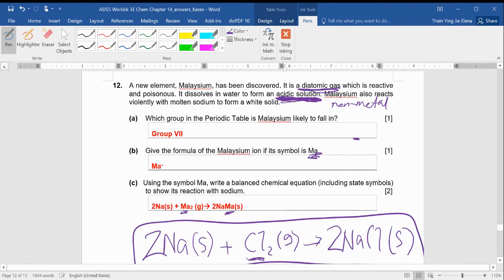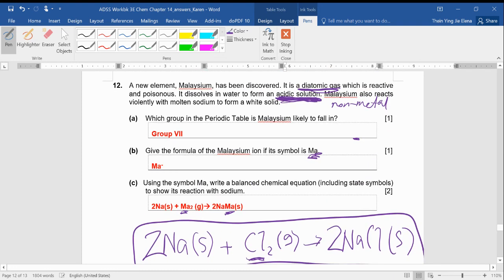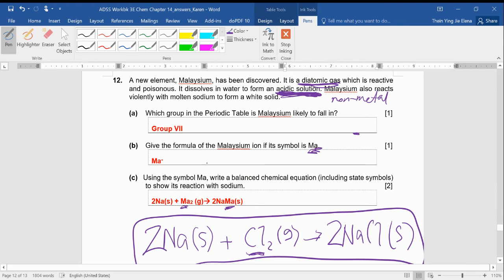Alright, that's it for chapter 14. So for this chapter, I think you just need to revise what the trends are and know how they react in order to know how to do these questions.